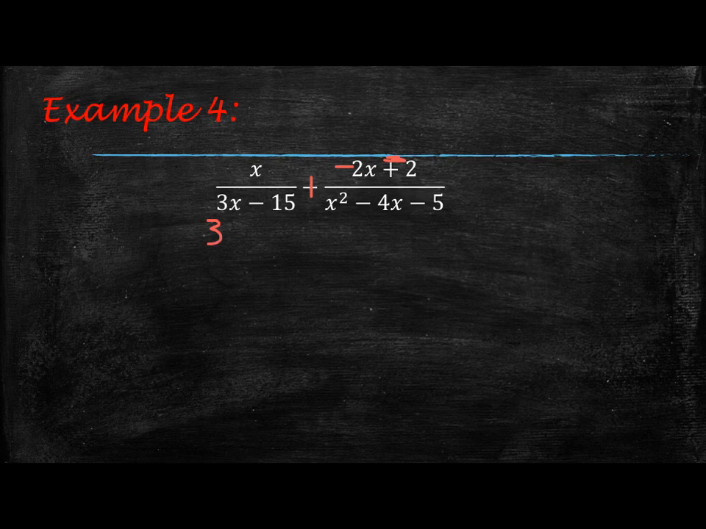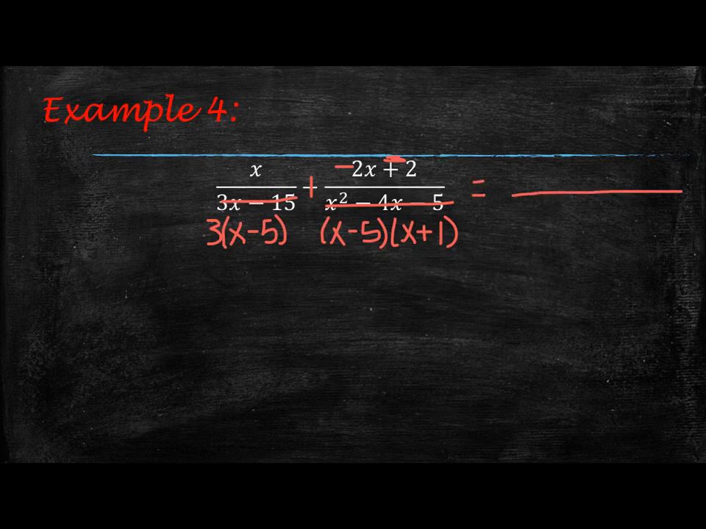So the first denominator will be 3 times x minus 5. The second denominator will be x minus 5 times x plus 1. Okay, now let's get our common denominator. So we have the 3. We also are going to have the x minus 5. But because it's also in that second denominator, we do not have to write it again. We only have to write it one time. And then we'll need to take the x plus 1 as well.